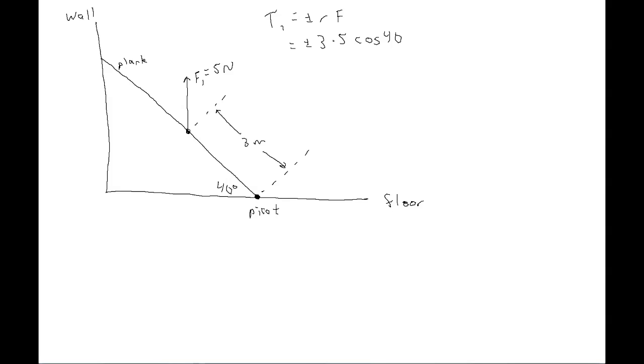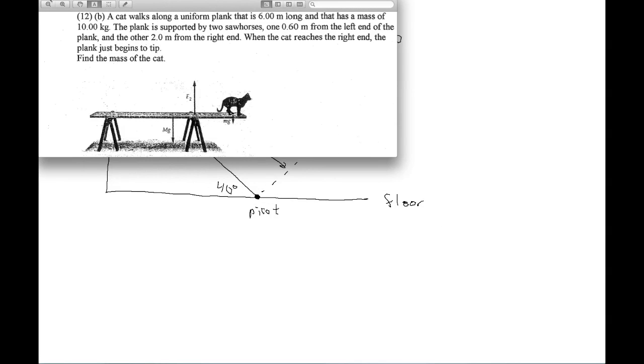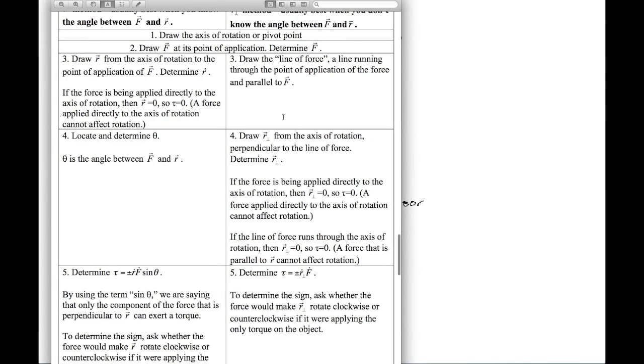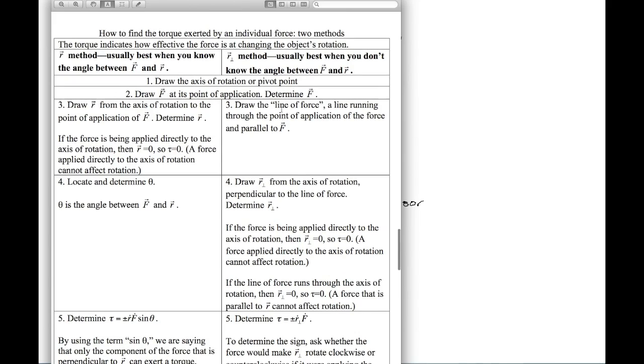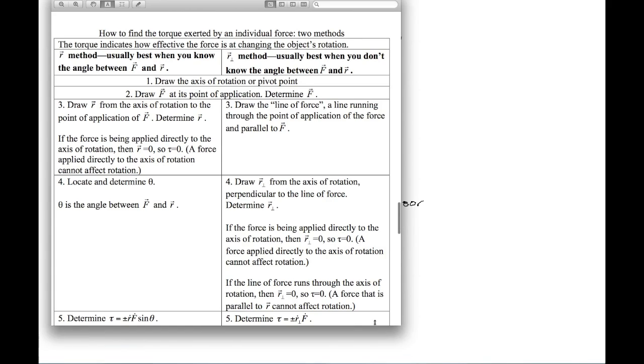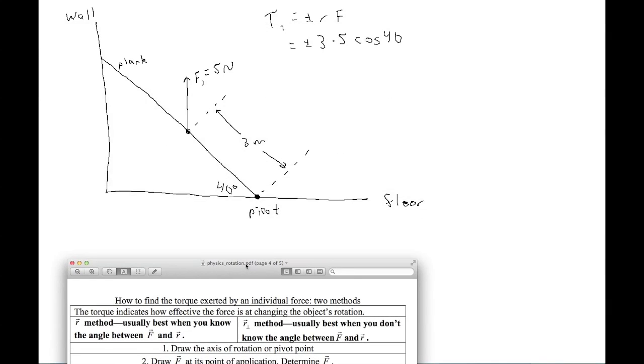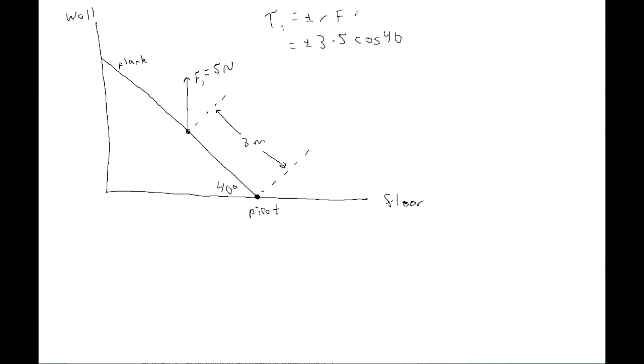I just want to point out here that you're actually using a different method for finding torque than the one that we went over before. Now, if you go back to the handout on torque, now you're using what's called the R perpendicular method for finding torque. Why are you doing that? Why can't we just say this is RF sine 40? Why can't we just plug in 40 for theta here?